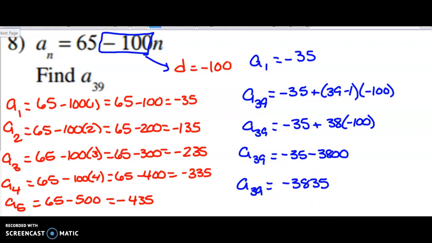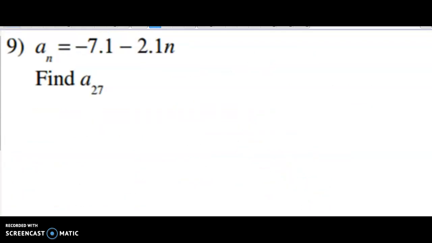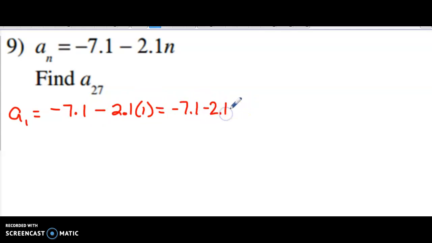Let's see if we can go a little bit faster on the next one by looking at what we have. All right, so my a sub 1, I plug it in to my formula that I'm given, and that gives me negative 7.1 minus 2.1, which is a negative 9.2. Now, if we go by what we did before, when we look at our formula, we have a negative 2.1 that's multiplied times n. That's going to be my d value.